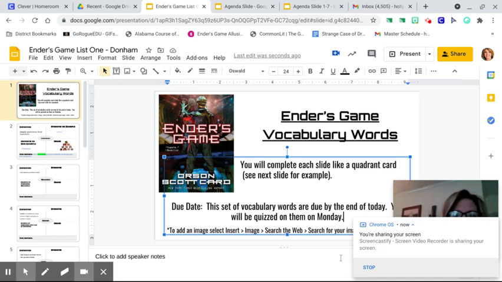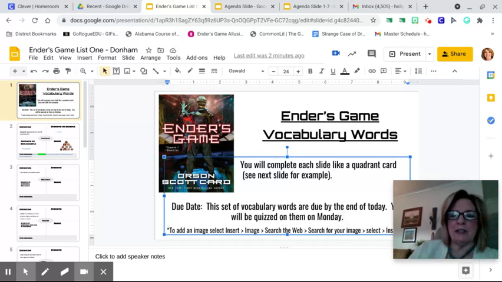Okay, I want to go over with you some of the changes that I've made to tweak this assignment. You guys are used to doing these vocabulary slides, but I wanted to make them a little less drudgery for you and a little more interesting. If you'll notice, you're still going to complete them like a quadrant card with 4 steps.